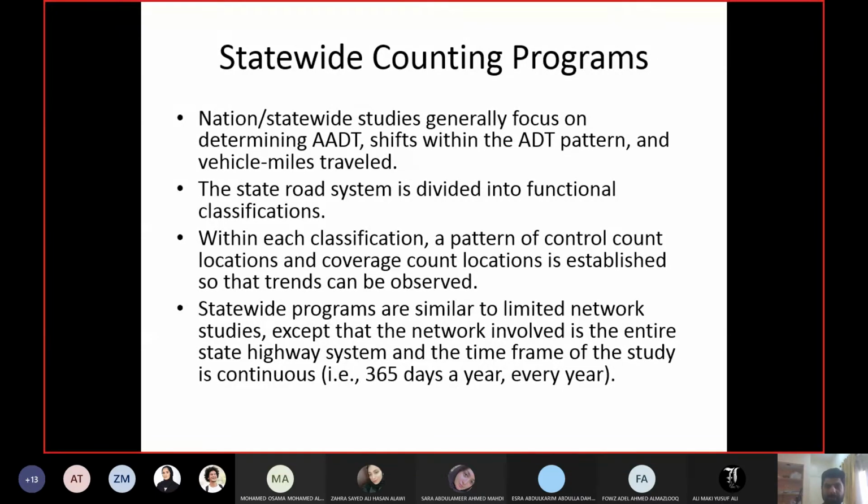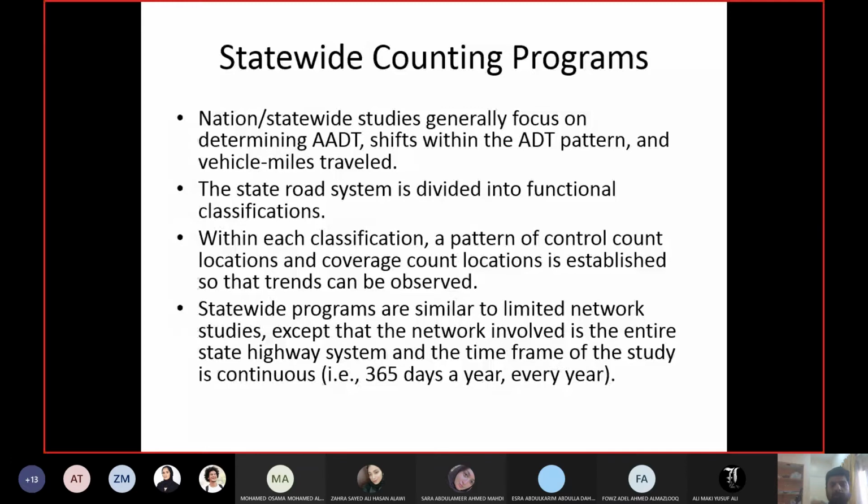This is the same restriction which we had for the limited network study as well, right? If you have a different type of highway, then there should be a different control point on that highway. Obviously in a statewide counting program, you are considering the whole state, so you will have all types of highways. So you will need control points on all types of highways. You will not work with one control point for the entire network. It will not be possible, right? You cannot have an entire state which has only one type of highway. It's not possible.